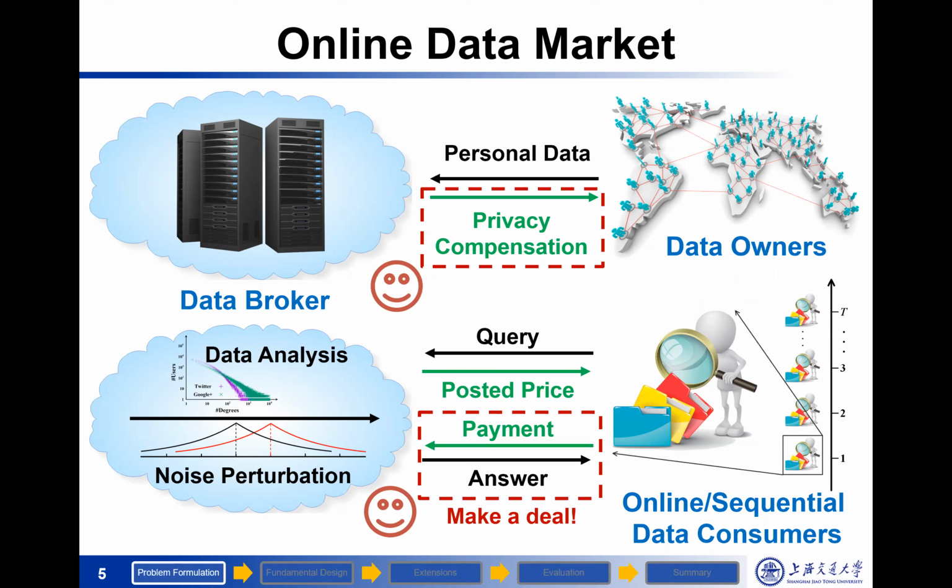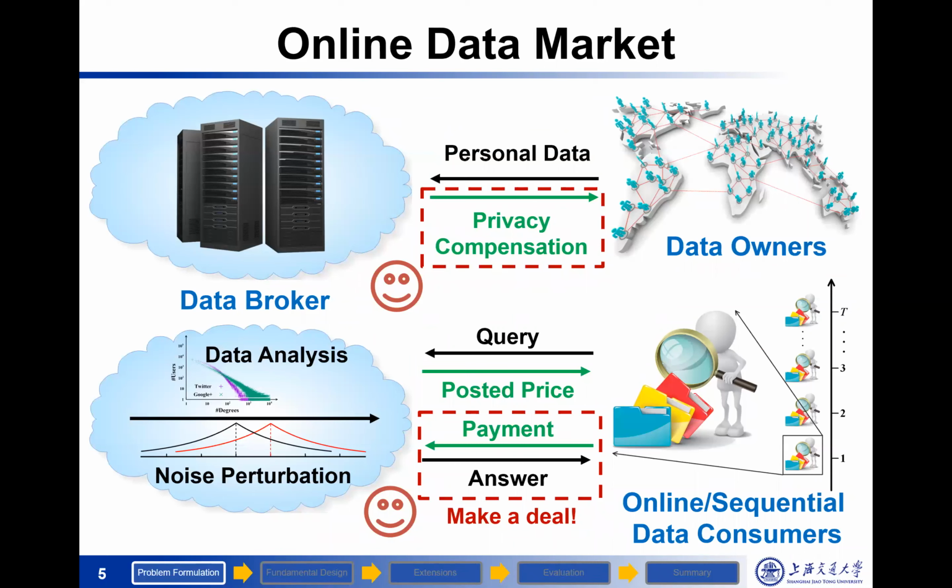First, the data broker collects personal data from the data owners. Then, the data consumers sequentially come to the market. In a certain round, a data consumer makes a customized query over the collected data set. In general, the query comprises a data analysis method and a level of noise perturbation. The noise perturbation can not only allow the data consumer to control the accuracy of data analysis, but also protect the privacy of data owners.